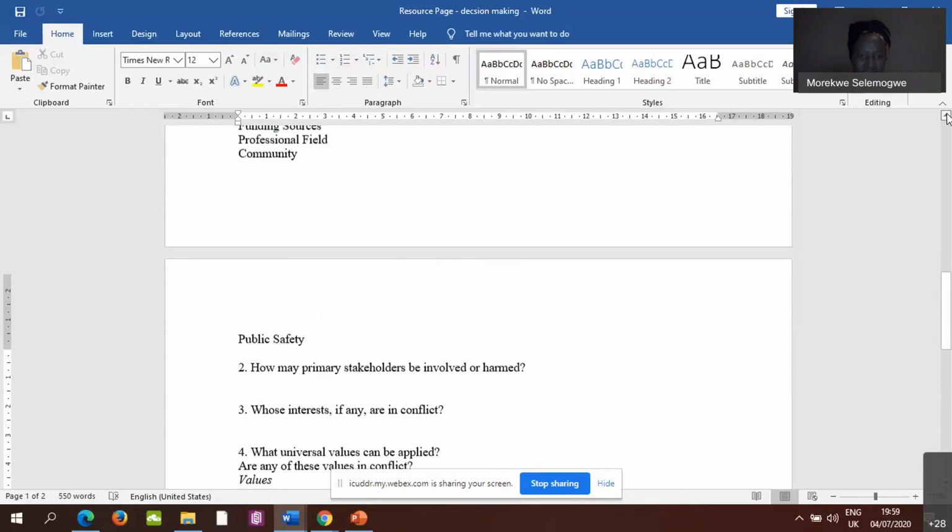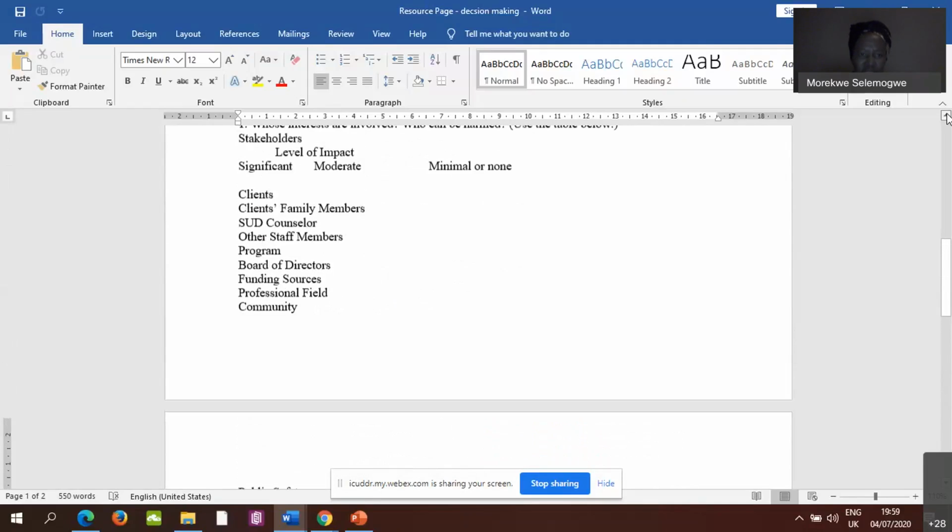I'm not sure if it's from before, but TT's hand is raised. TT, go ahead.